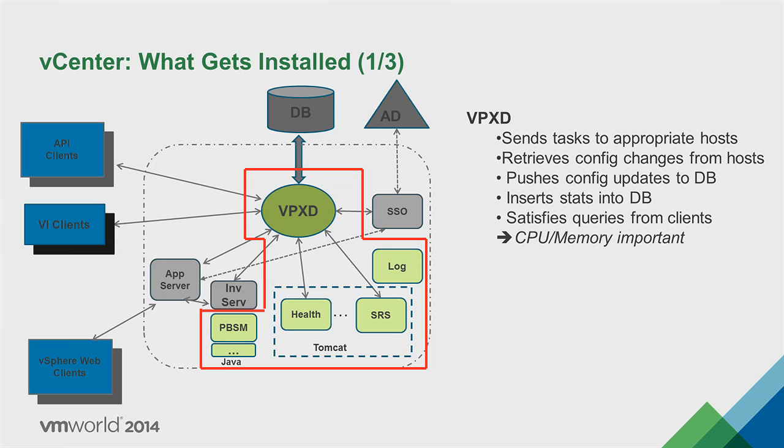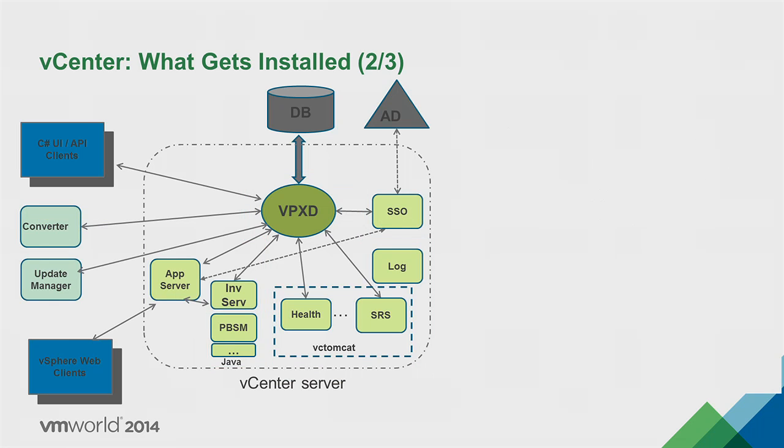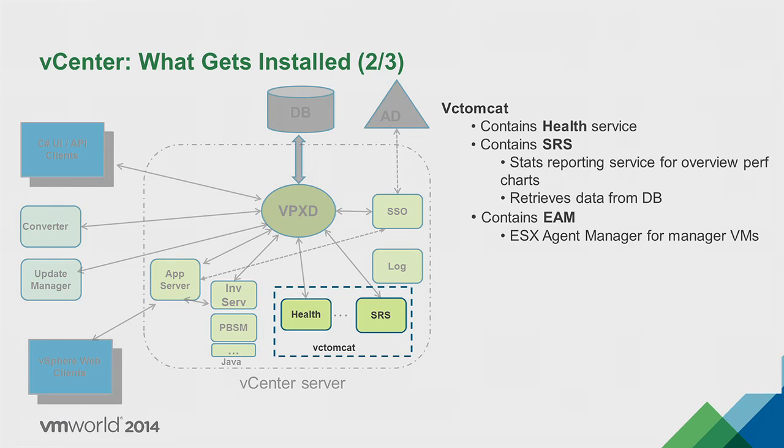Now, as you can tell, the CPU and memory requirements of this particular piece are important, and we've given talks on this in years past where you've seen this. We'll integrate this all at the very end. So that's VPXD. That's part one of what gets installed when you're installing the vCenter service. There's more. Another thing that gets installed is what we call VC Tomcat. And basically, this is a container which houses a number of different Java processes.